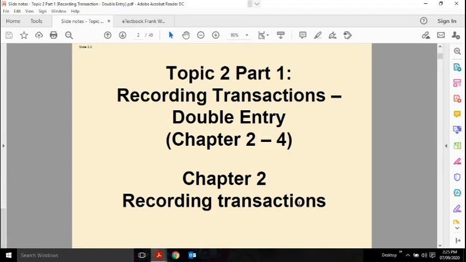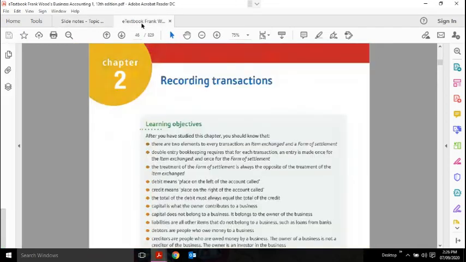So for topic two, part one, we learn about the double entry. Basically for topic two, we have two parts. Topic two, part one, comprises chapters two, three, and four. Please refer to the e-textbook. Chapter two is from page 46 of the e-textbook.